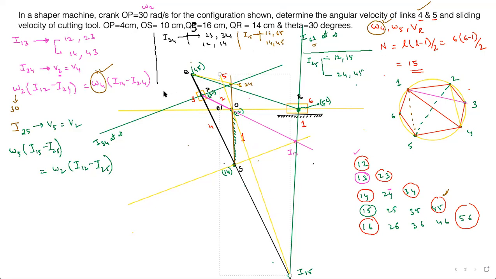Let me mark it in pink. So this point is I25. So now you know all the distances, I1 to I25 distance, I15 to I25 distance, right? So now you know this value, this value, this value. Can you find out omega 5? Yes. So omega 5 also is solved.